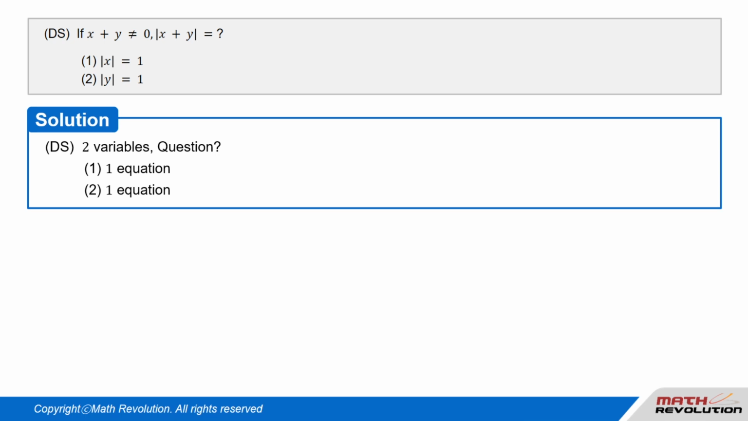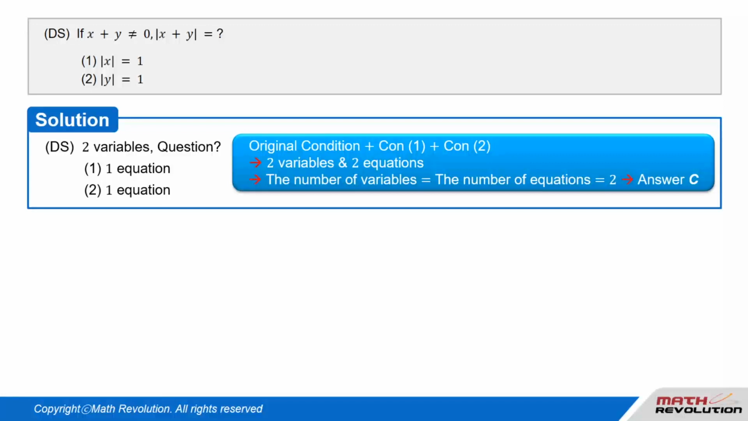Now, two variables would generally require two equations to find the value of the variables. We are aware that each condition would usually give us an equation, resulting in a total of two equations, one each from condition 1 and condition 2. Since we need two equations to match the number of variables and equations in the original condition, an equal number of equations and variables should logically give us an answer C.